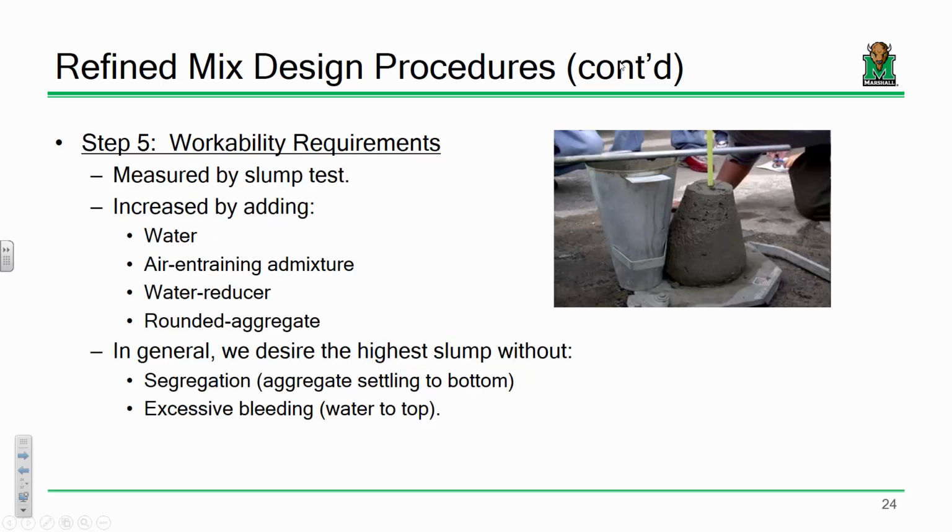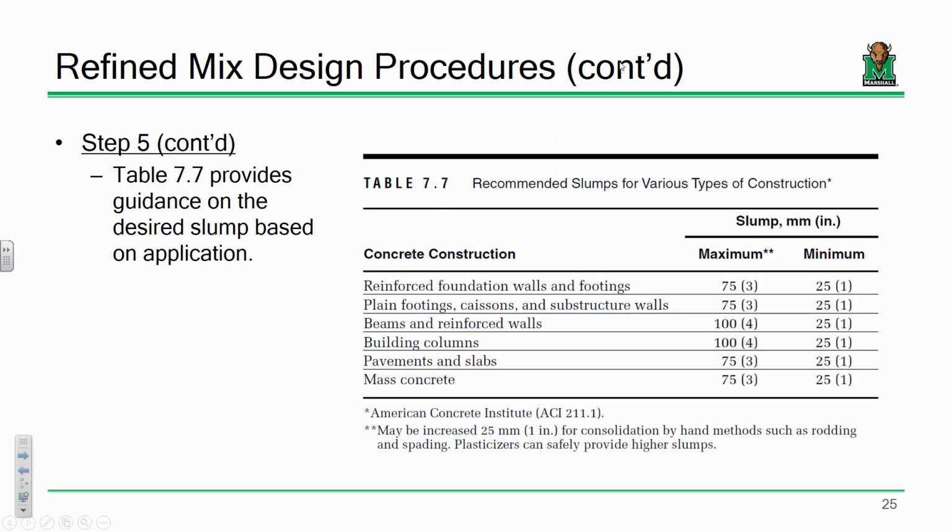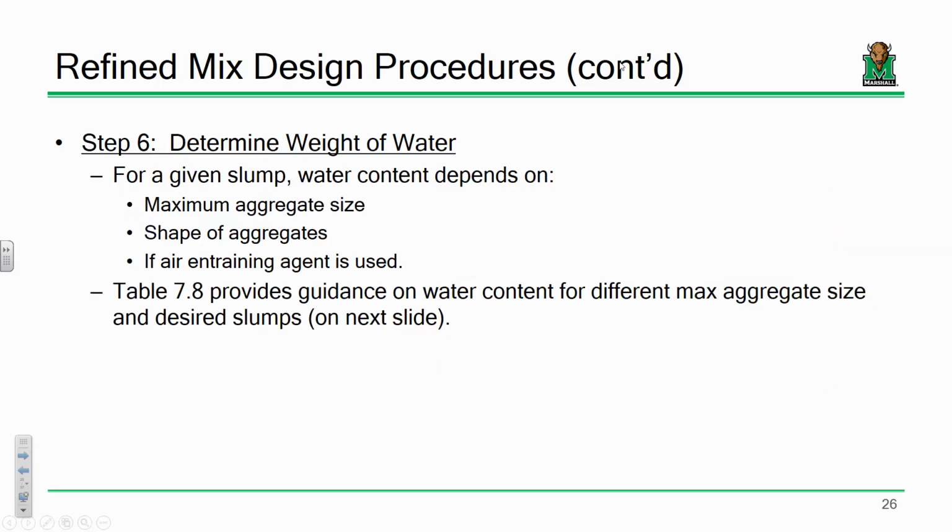All right. Now, in general, we do like the highest slump possible. That's usually what we like, and you're going to see where that comes in here in a second. Let me mention this real quick. Based on your given application, so if this is going to be an application for a beam in a building, here are essentially our ranges for slump. We want a slump anywhere between 1 to 4 inches. Using that slump range, what we are going to determine is how much water needs to go into the mix. So step 6 is to determine how much weight of water is going to go into the mix.